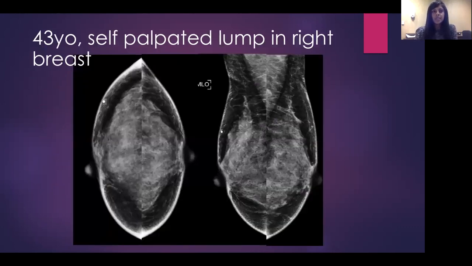So this is an example of a 43-year-old. So this is not a screening patient. This is somebody who came in as a diagnostic patient with a self-palpated lump in her right breast. So there's a BB at the area of concern, and there's really no underlying mammographic abnormality, but you can see she has extremely dense breast tissue. So this really limits the evaluation.